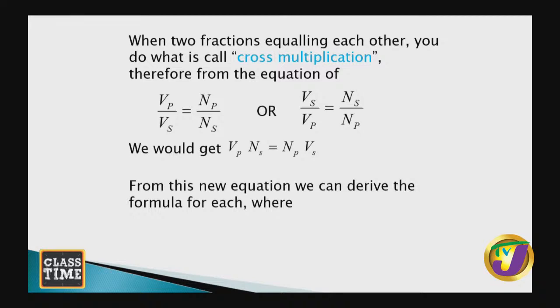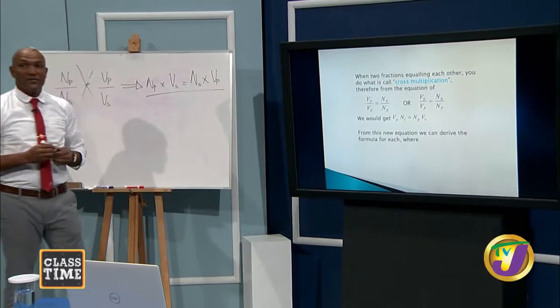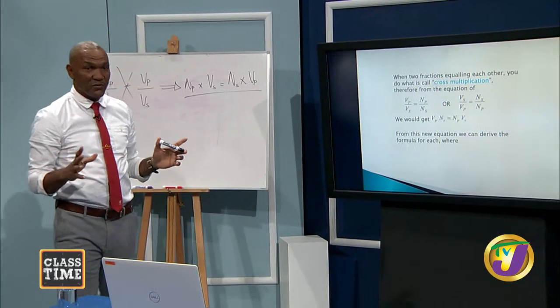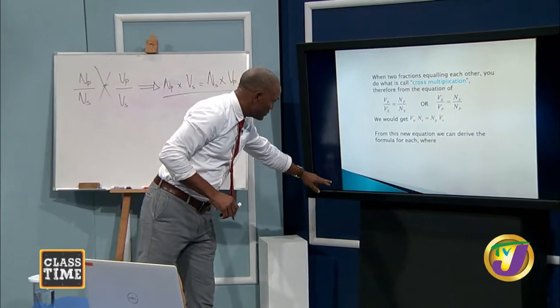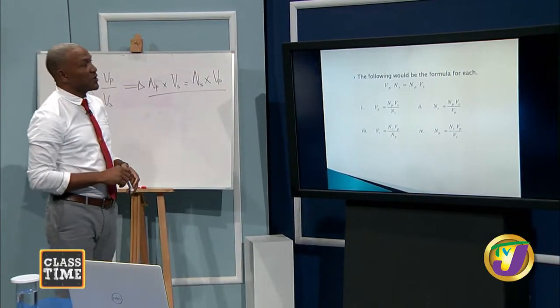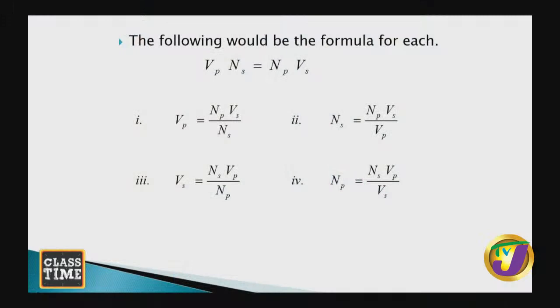Now, when we have it looking like this, from this, we could now derive a formula for any one of the four. So let's look. The following would be the formula for each of what? Vp, Ns, Np, or Vs. Any one of the four you want to find a formula for, you can come right here and do it. How do we do that?